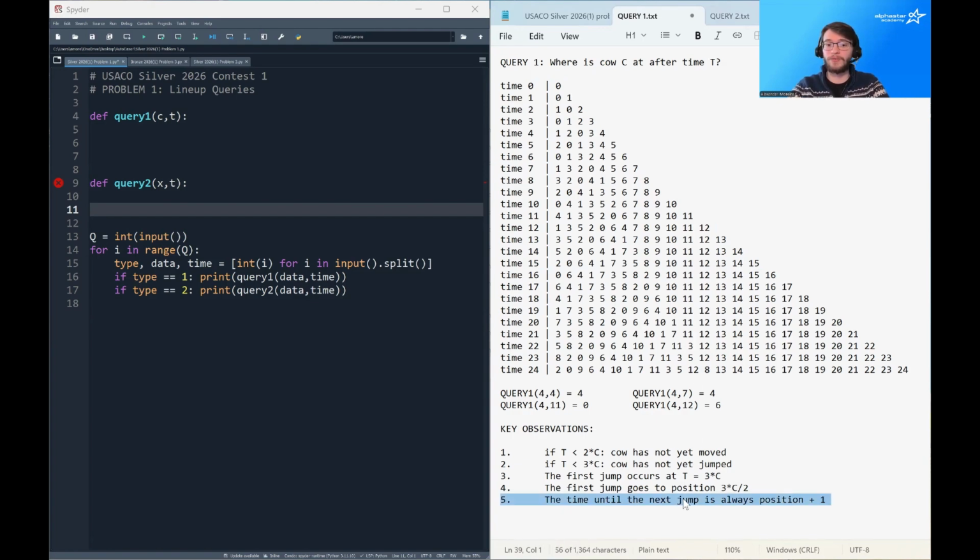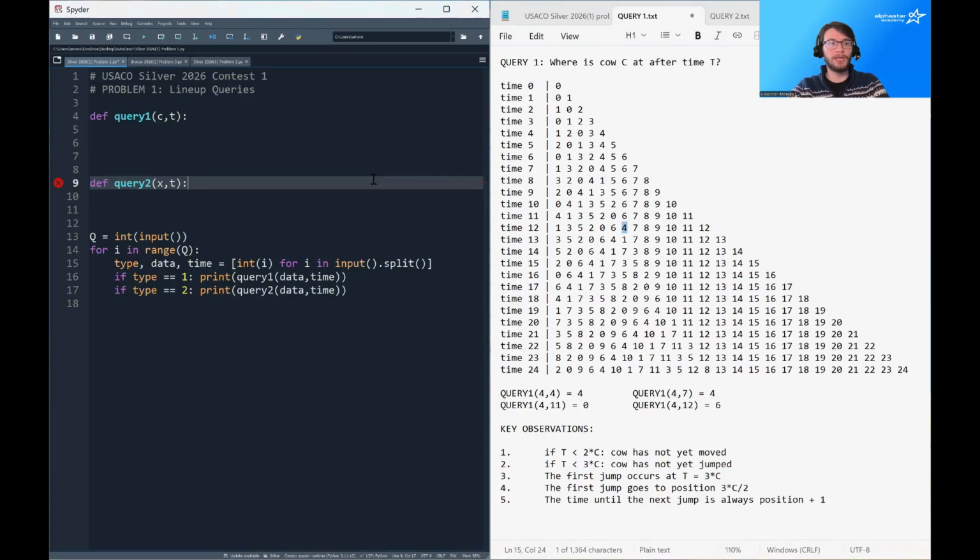So we're going to use this fifth observation that the time until the next jump is always my current position plus 1 to calculate my future position. And I'm going to keep doing this until eventually I reach time t or something close to t where I can calculate the exact position using math. So let's take a look at the code for query 1.